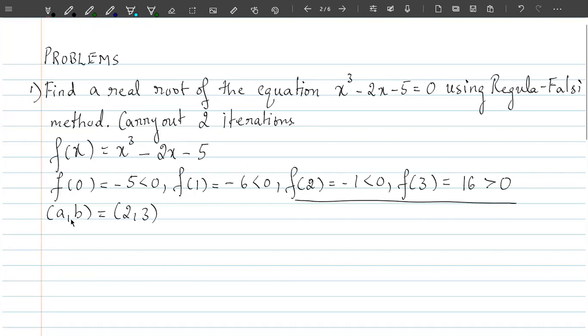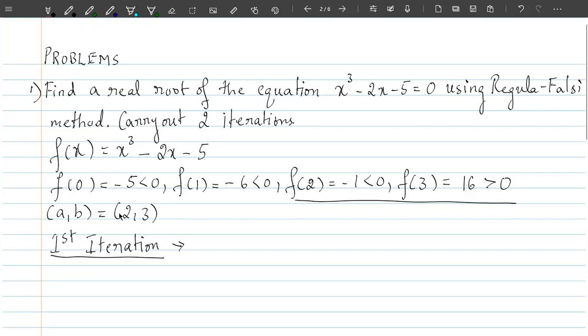Because how do you frame an interval (a, b)? To make an interval (a, b), the condition is that the signs of f(a) and f(b) should not match. So from this you can say that the required answer should be in between the numbers 2 and 3. So now to get the interval for the first iteration, we have to get one more interval (a, b).